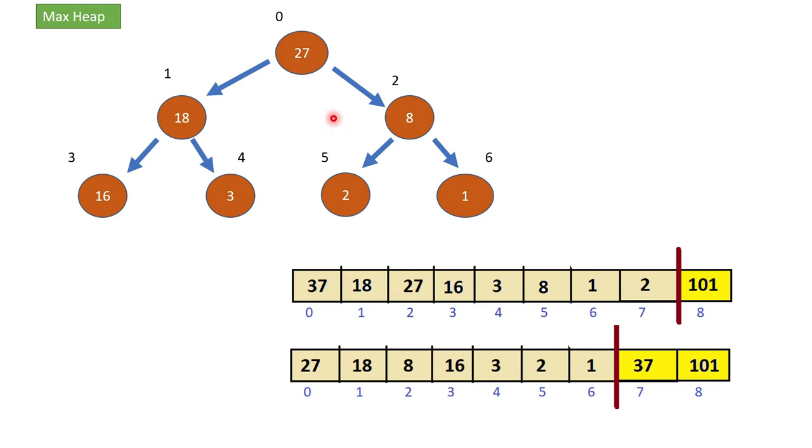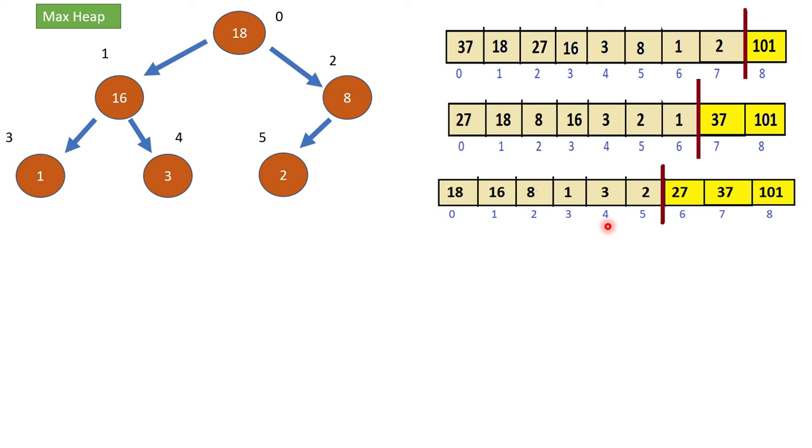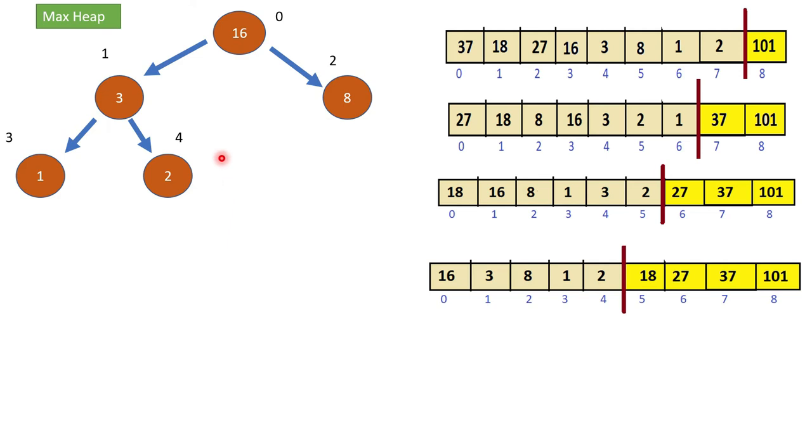So next step we will delete 27. Now 27 is removed from the root node and it is placed here and this is the max heap structure again. Now next step wise we will delete 18 from the root node and then we will heapify again. Then 16 will be the next highest root node. Then 18 whatever we deleted we placed it here and this is the max heap. Now we will delete 16.